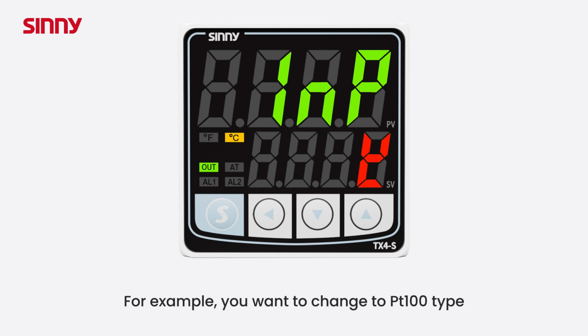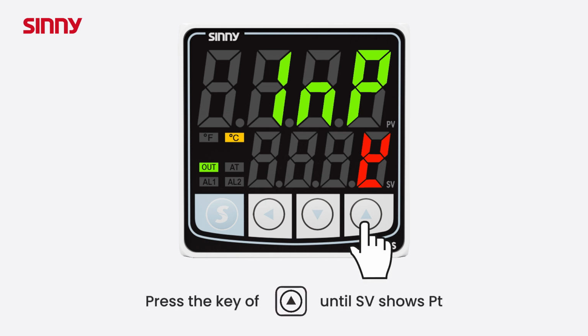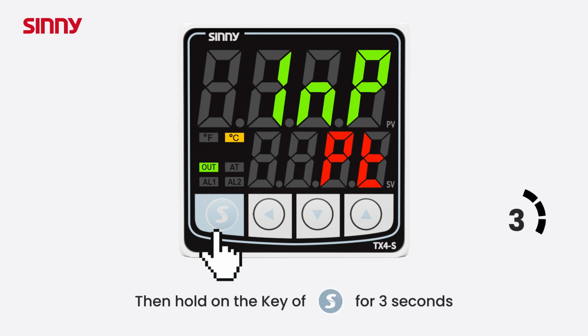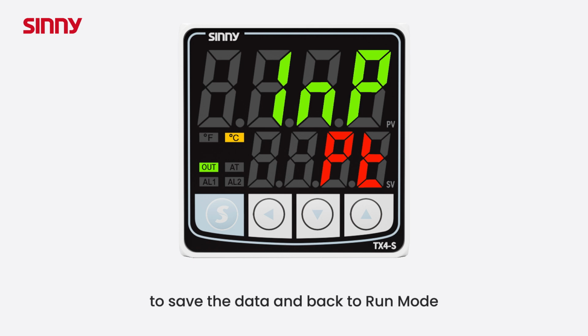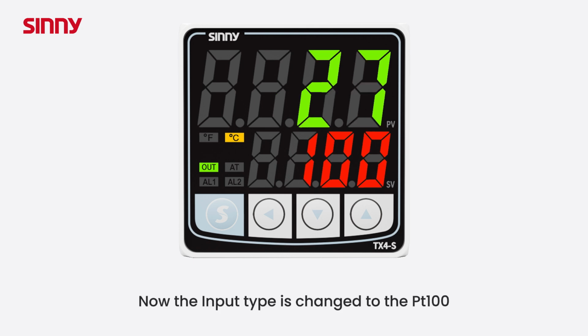For example, you want to change to PT100 type. Press the key of up until SV shows PT. Then hold the key of set for 3 seconds to save the data and go back to run mode. Now the input type is changed to PT100.